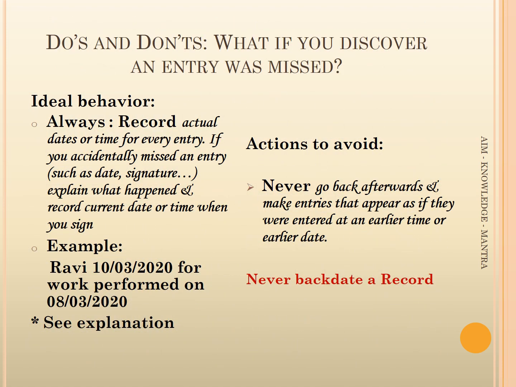What if you discover an entry was missed? Ideal behavior: always record actual dates or time for every entry. If you accidentally missed an entry, such as date or signature, explain what happened and record the current date or time when you sign. Example: Ravi, October 3, 2020, for work performed on August 3, 2020. See explanation. Actions to avoid: never go back afterwards and make entries that appear as if they were entered at an earlier time or earlier date. Never backdate a record.